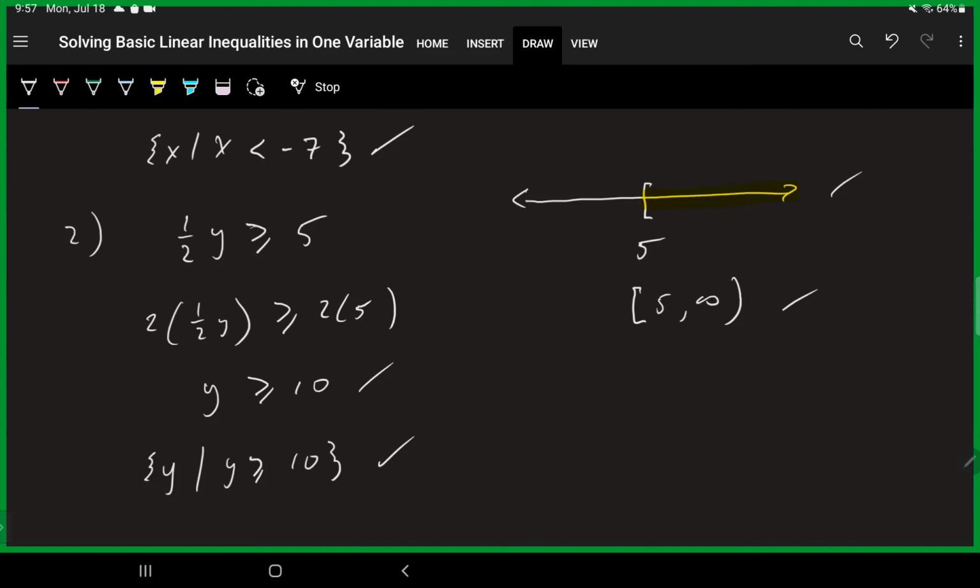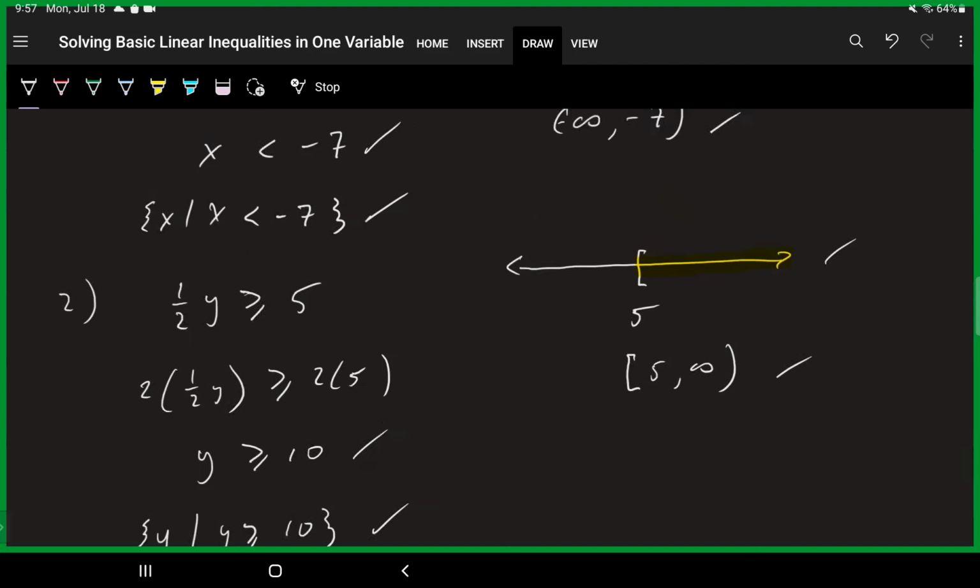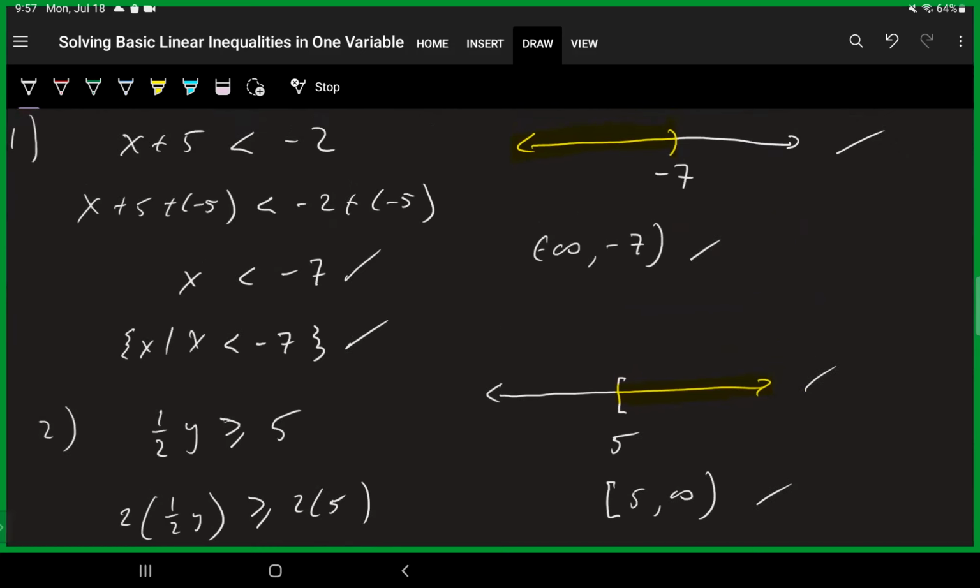So I want to make note of my work here. I want to again highlight that I did not switch my inequality signs to equal signs. That would be incorrect.